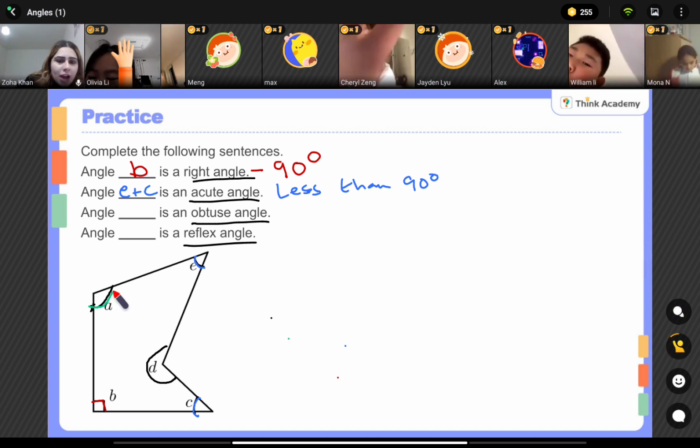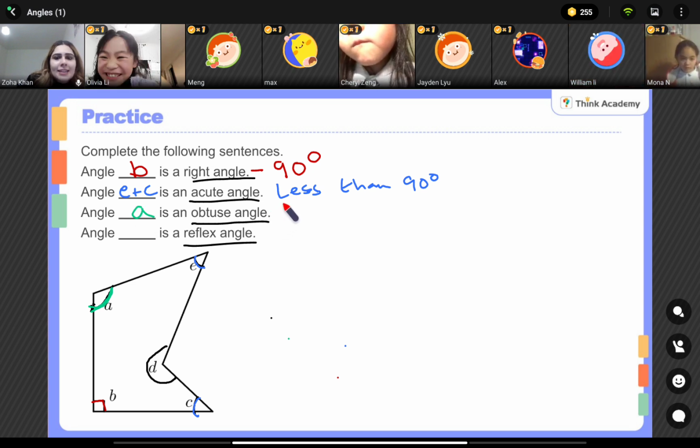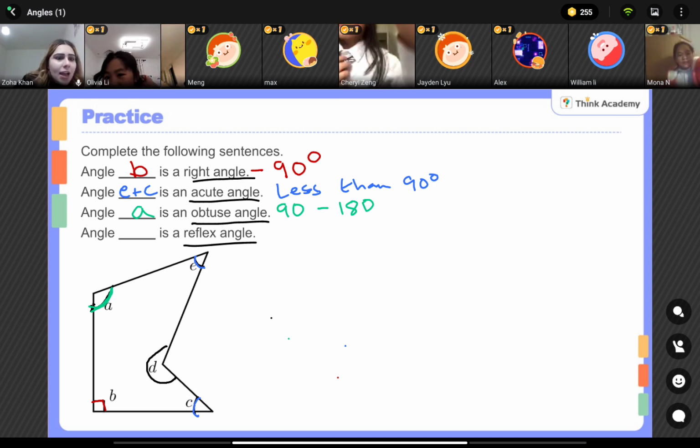Good. A over here, everyone. Look, A is the obtuse angle, okay? A is bigger than 90 degrees, but it's less than 180. So it's still not a straight line, okay? Very, very well done. And then we'll have Zemo.